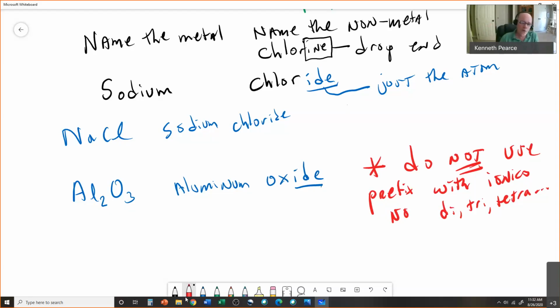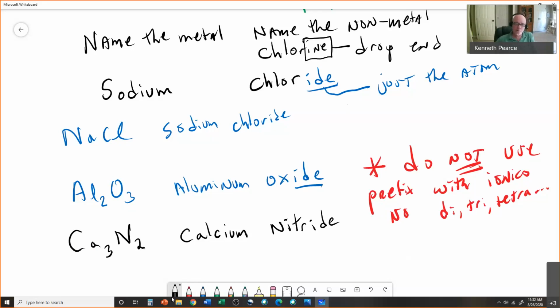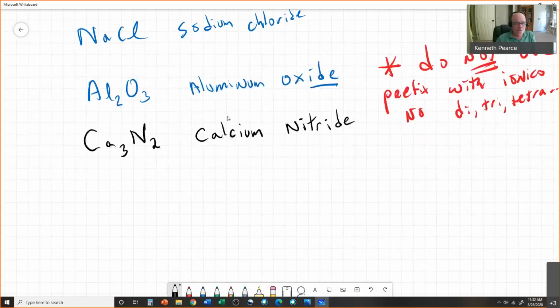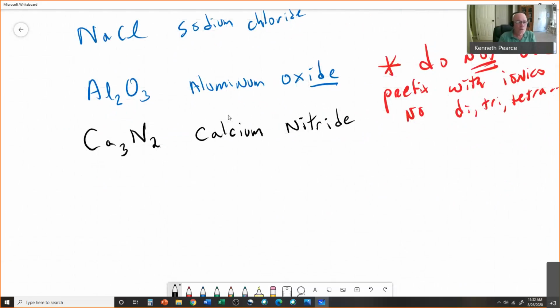And so we could have something like this, and we just named it: it's a metal with a nonmetal. Calcium is a metal, nitrogen is a nonmetal, and we would name it calcium nitride. There it is, calcium nitride. You just have to name them. You just have to figure out if you have a metal with a nonmetal.